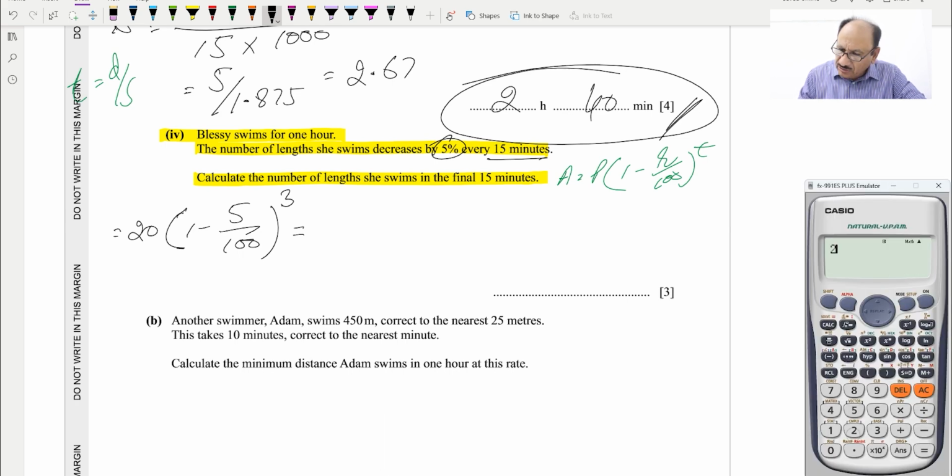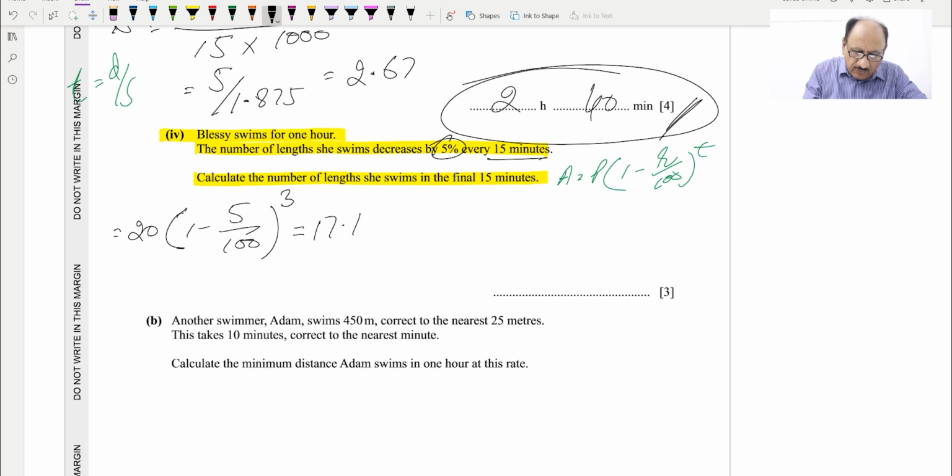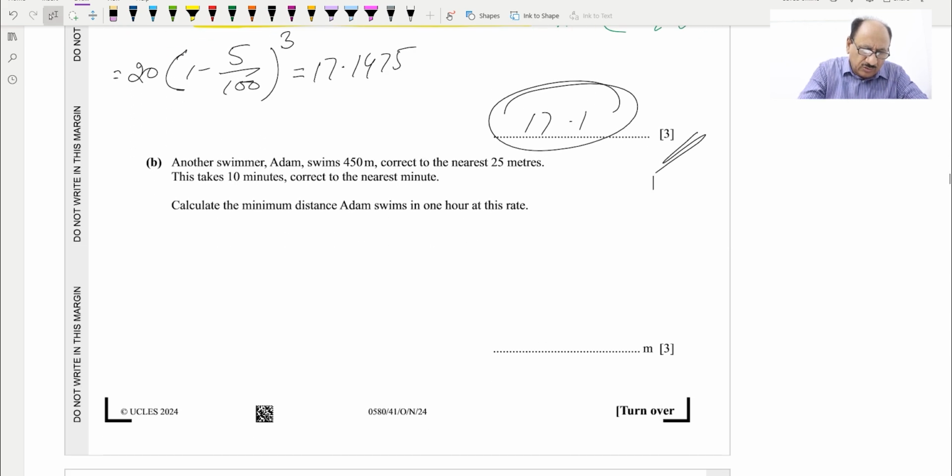So the answer for the last 15 minutes: we can write here 20 times 1 minus 5 over 100, raised to the power 3, and it is giving us the answer 17.1475, or we can write 17.1 as the answer. This is 3 marks. Hopefully you understood this.